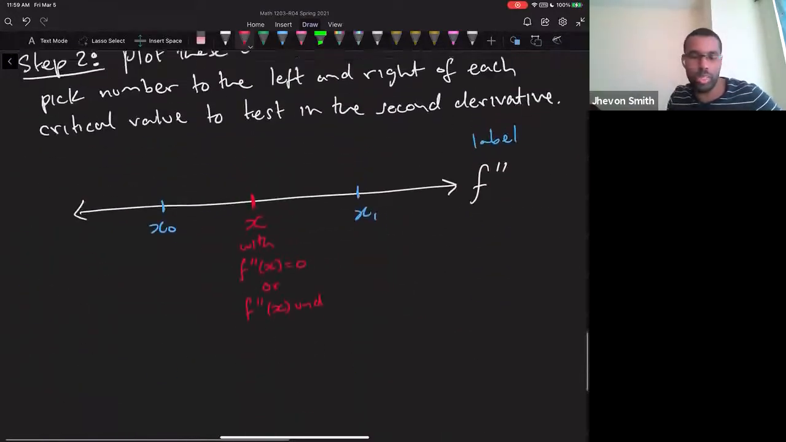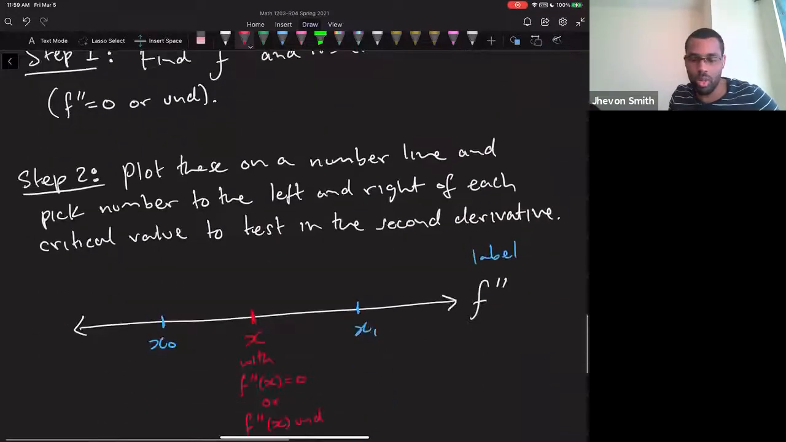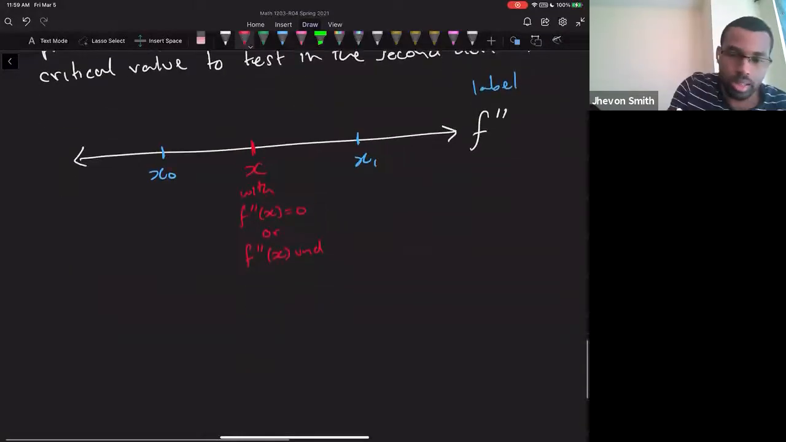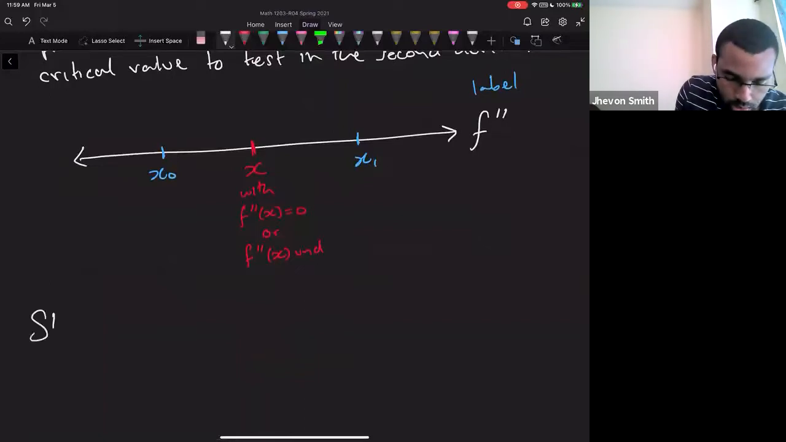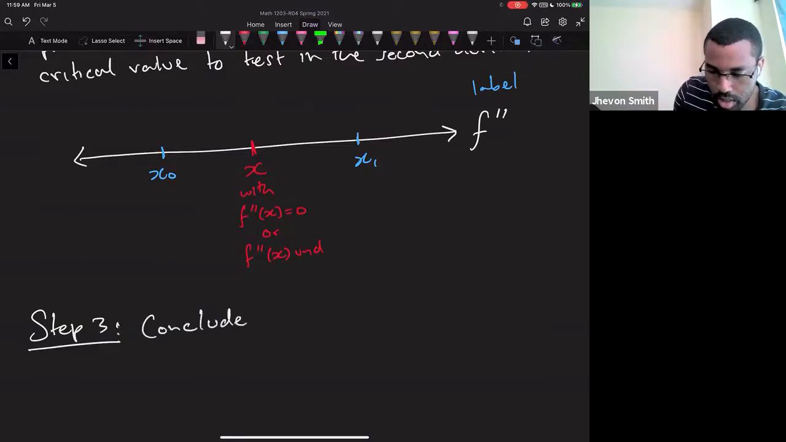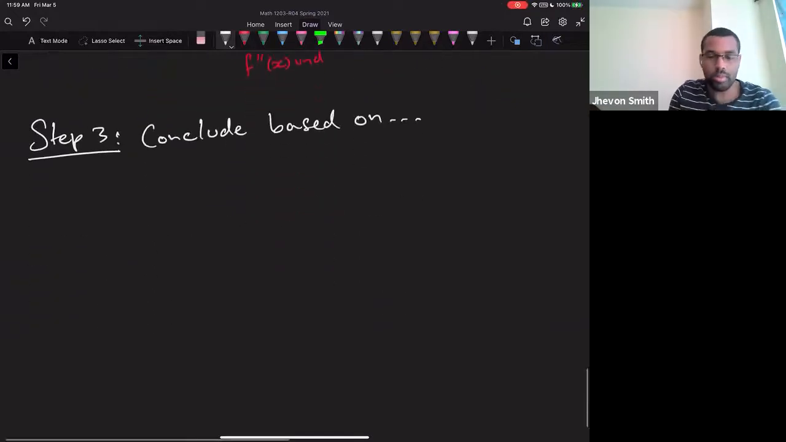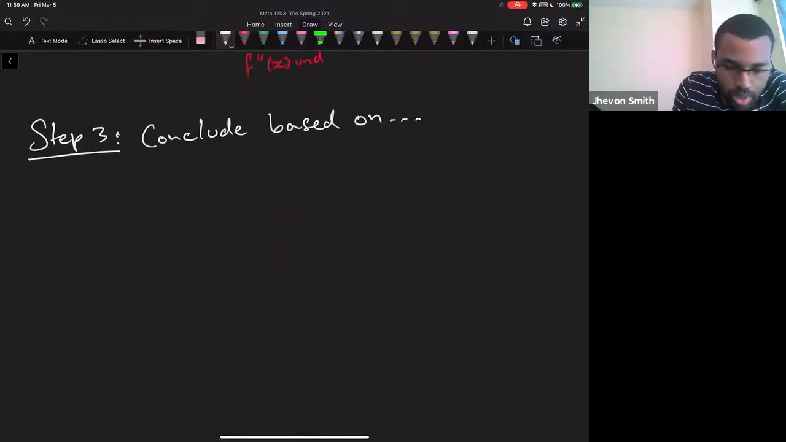But here, critical point means the second derivative, right? Because we're looking into concavity, right? So step 3 is you make your conclusion. Conclude based on a couple scenarios.